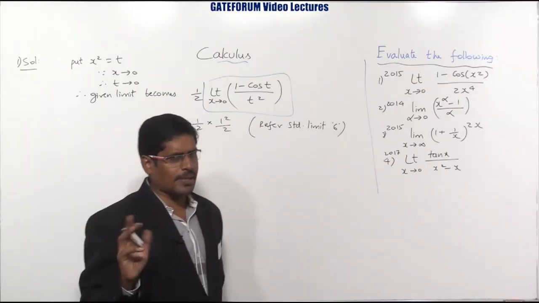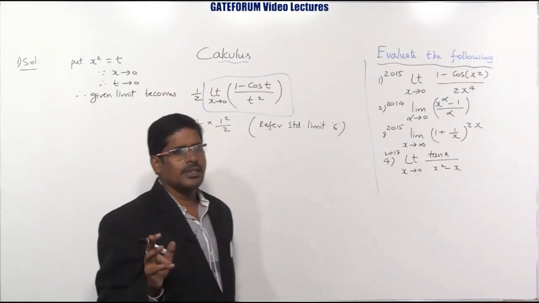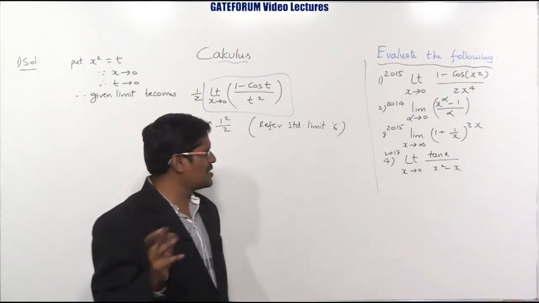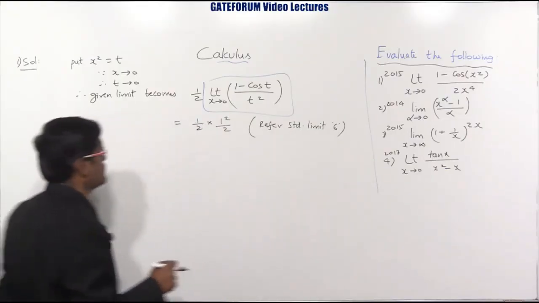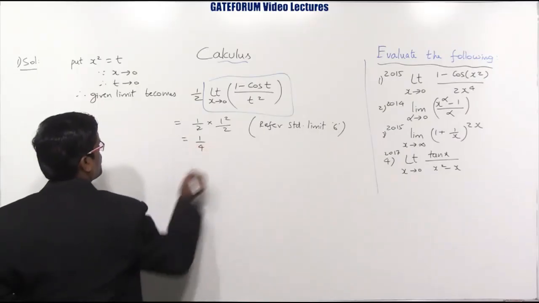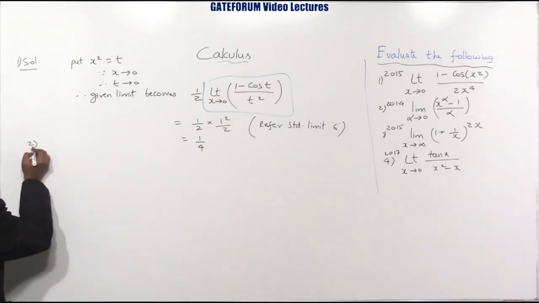I may not remember that order. I think fifth one is e power ab answer. Sixth one is a square by 2. Please check that. So finally this is 1 by 4. Next, second solution.